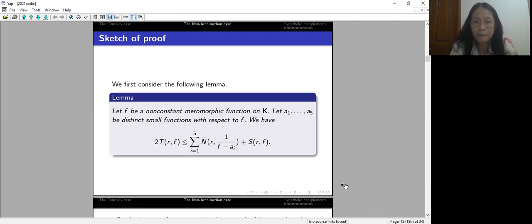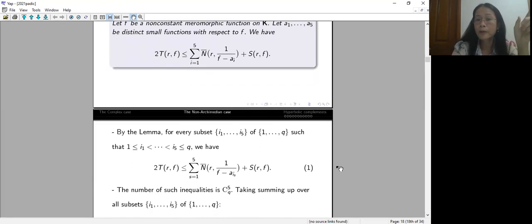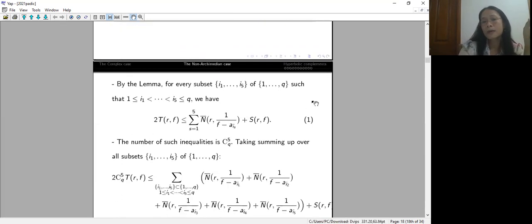And then after we have this, we can see with 5 functions, we have one inequality. So what happens when we have q functions? When we have q functions, of course we need to divide the q functions into small sets, where each set has 5 functions, and then we can apply the lemma. And how many sets can we organize? That is q choose 5, and then we add all of them together.